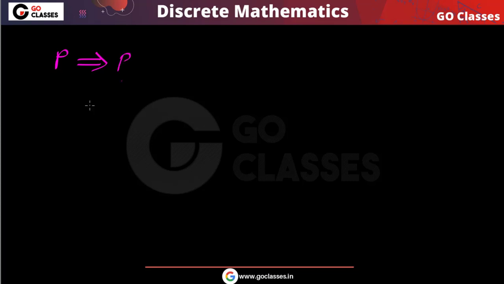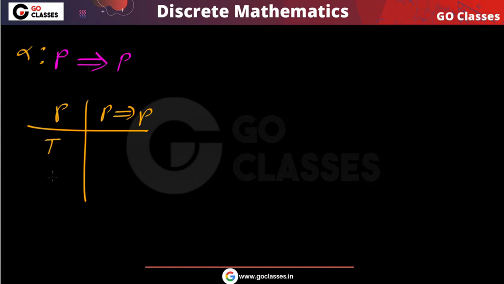So let's see whether it is always true or not. Remember P is a propositional variable, so I can call this alpha. This alpha is basically P implies P. Now P is either true or P is false, because a propositional variable represents an atomic proposition, and an atomic proposition is true or false by itself. So there are two possibilities.